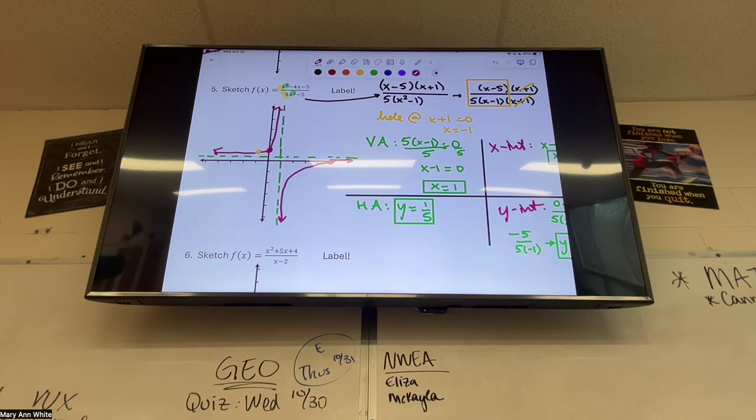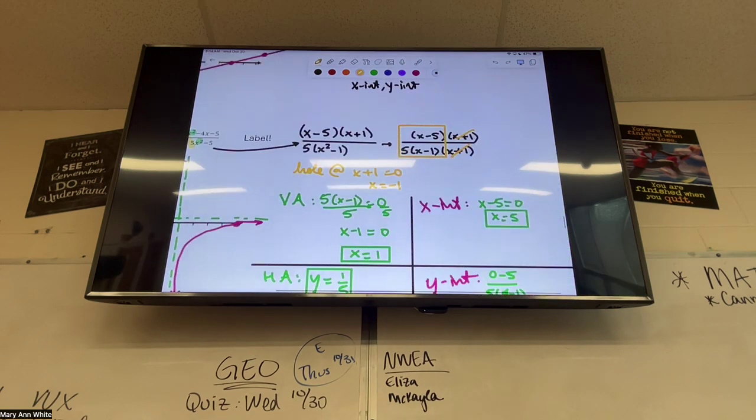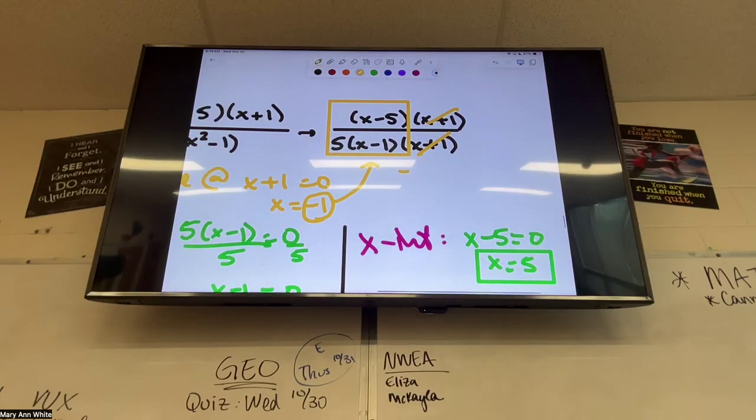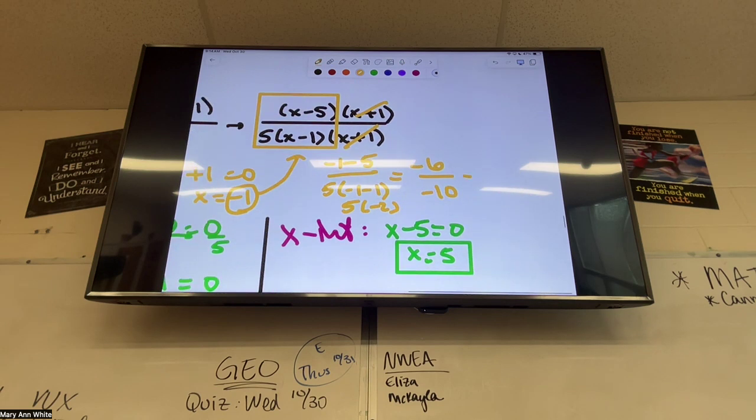Maggie? Why is the hole not on -1? It's not on -1 because technically that's not the actual point it goes through. Some teachers teach you to plug this -1 into the simplified version to know exactly where that hole is. So you could do -1 minus 5 over 5 times -1 minus 1. So that gets me -6 over 5 times -2, which is -10. And so that would simplify down to what? 3/5. So the actual hole is at -1, 3/5.